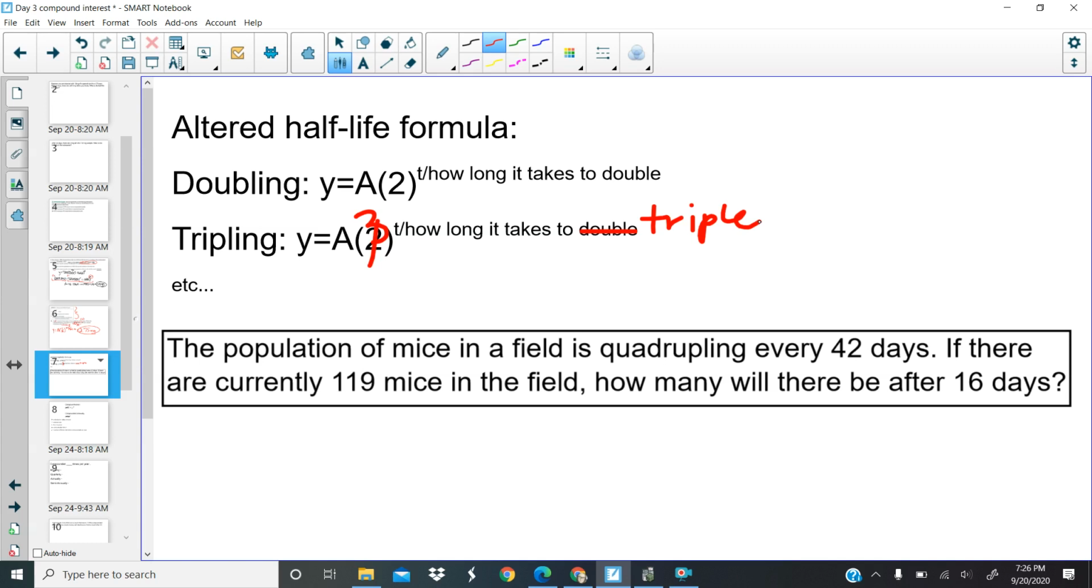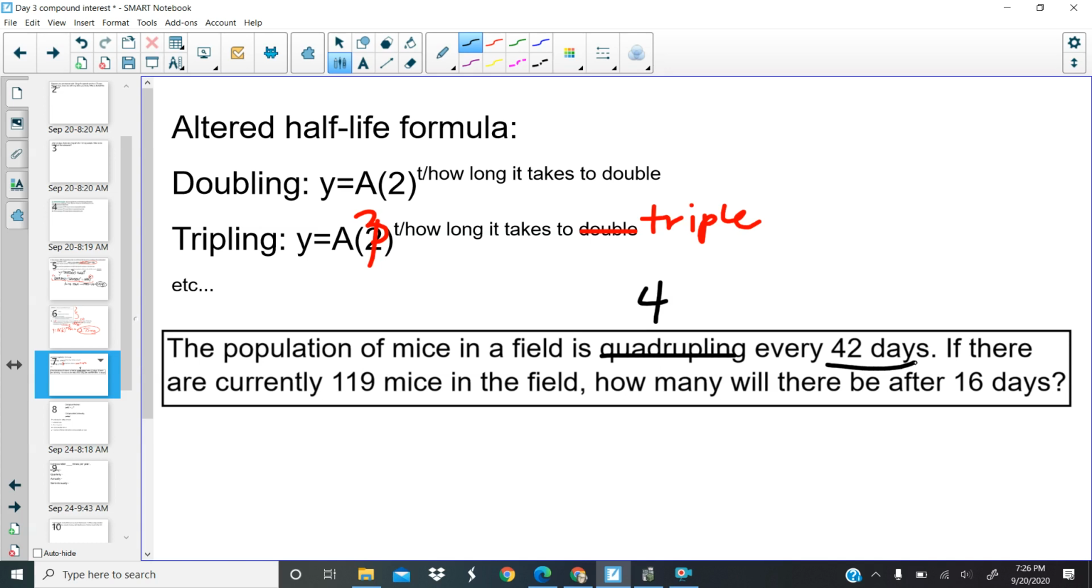So then I just did an example down here. You have the population of mice in a field is quadrupling every 42 days. Since it's quadrupling, that means that in the parentheses you're going to need a 4, and it's happening every 42 days. And then there are currently 119 mice in the field. How many will there be after 16 days?